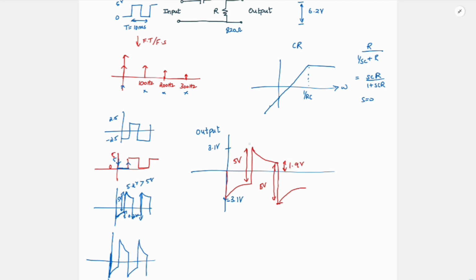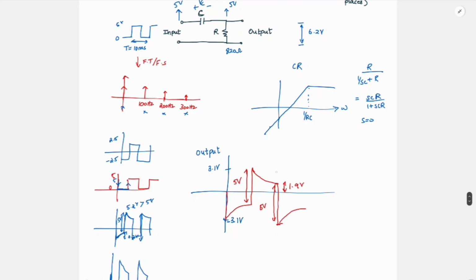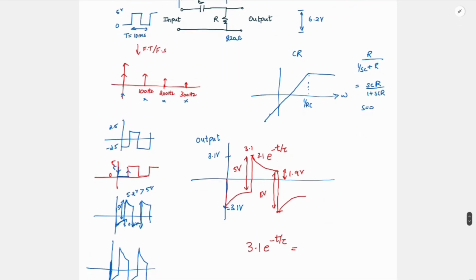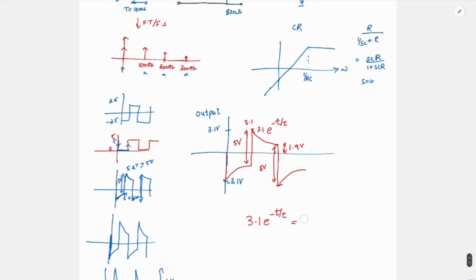So from here to here, if you see, this is an RC circuit, first order. So it should have an exponential settling. So we are coming back to the time domain now. So this will be of the form e power minus t by tau. And what is it starting from? It is starting from 3.1. So this is 3.1 e power minus t by tau. And we need to find tau, and then we can arrive at C. So now this is equal to 1.9.